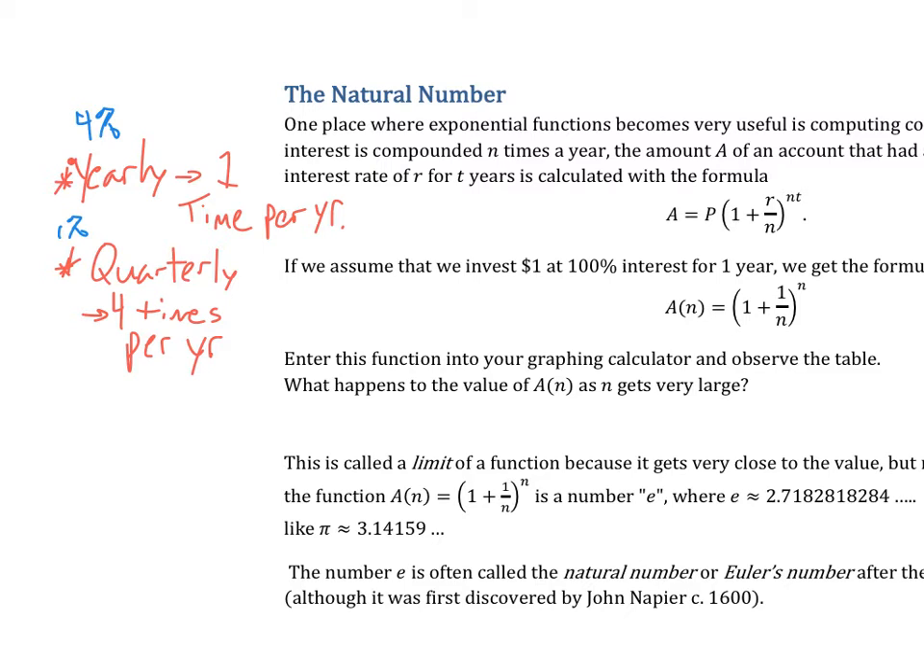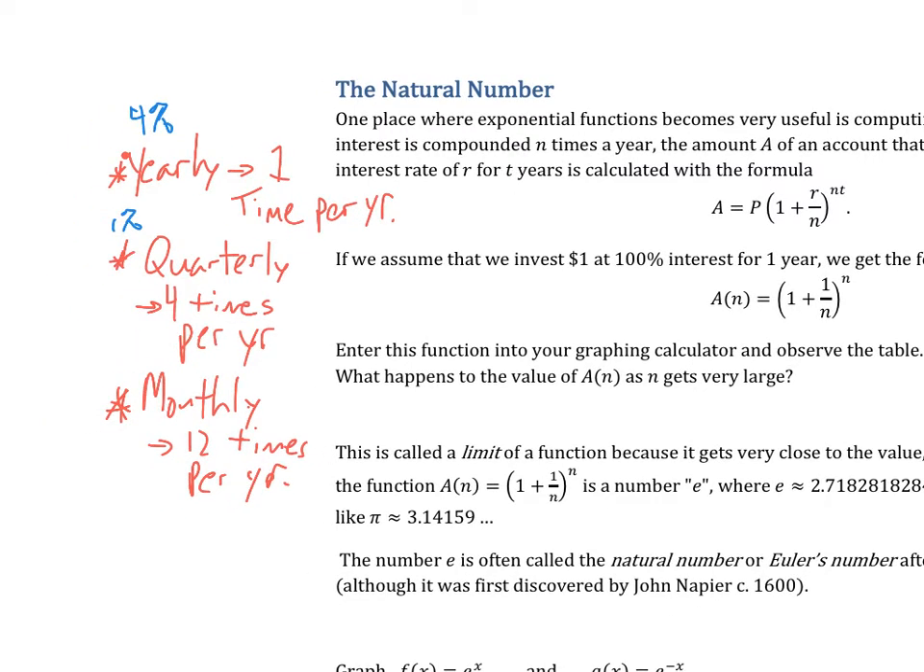And then, another bank said, well, wait a minute. We'll give you interest monthly. Okay, monthly. That means 12 times per year, every month. All right, so we'll give you some interest 12 times per year. Okay, and we'll take that 4%. 4% divided by 12 is 1/3%, so that's like 0.33%. All right.